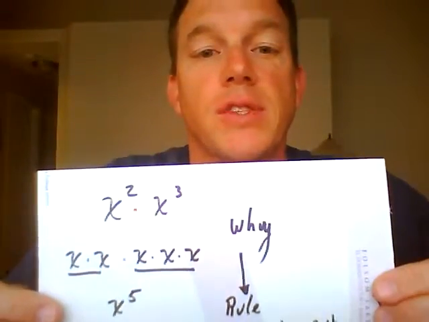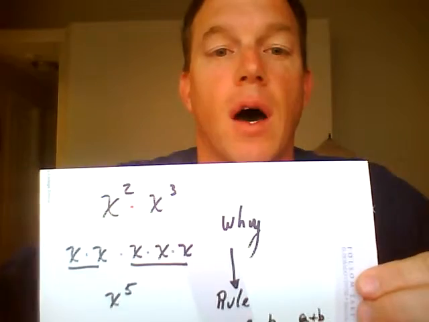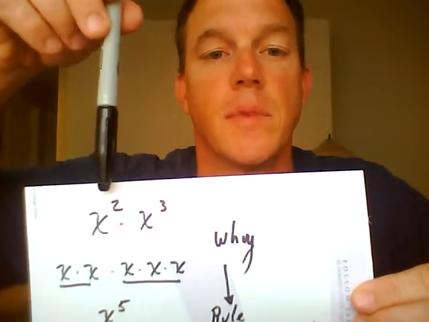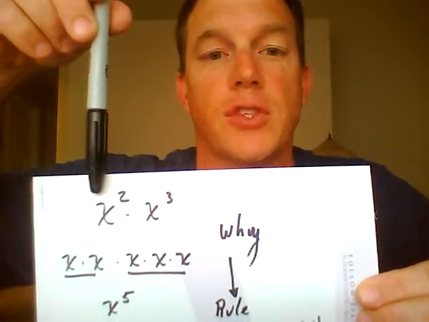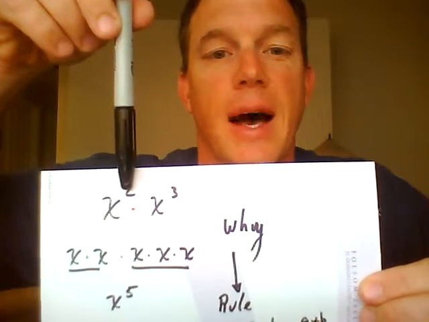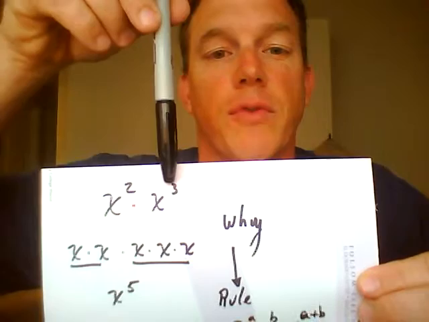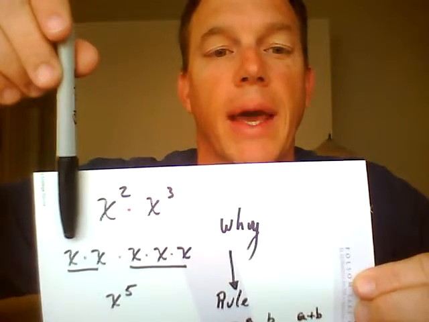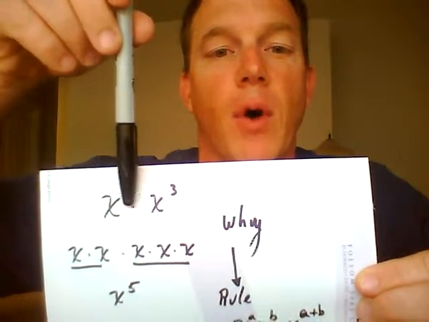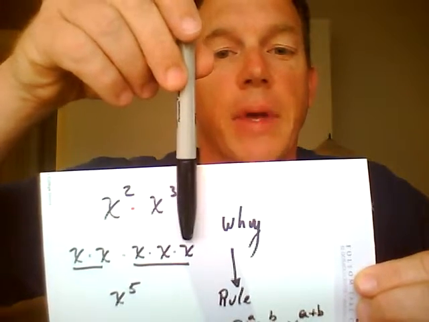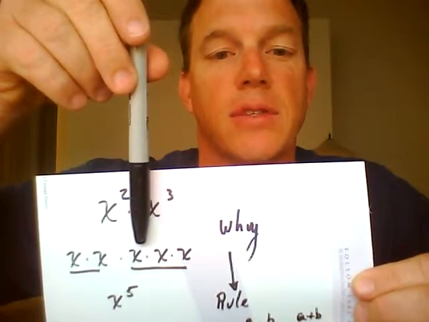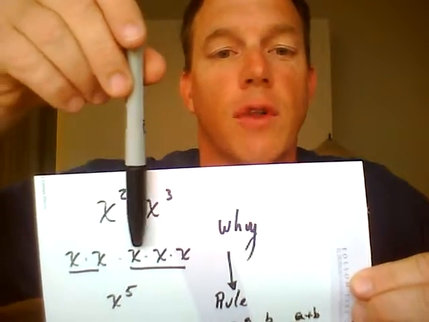So this one is very similar. Right here we have x squared, so that's 2 factors of x. There's the times, the red dot, x cubed, so that's 3 factors of x. So if I wrote out x squared, that would be x times x, and if I wrote out x cubed, that would be x times x times x. So if you can see, there's a total of 5 x's.